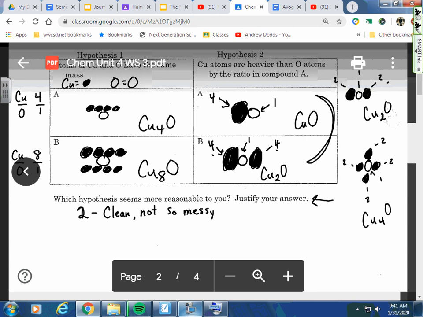You can't say both. Why? Because one hypothesis is saying that all atoms have the same mass, regardless of the element. So atoms of hydrogen have the same mass as atoms of oxygen, or in this case, atoms of copper have the same mass as oxygen. Hypothesis 2 is saying, no, that's not right. They have different masses. So they're competing hypotheses. So you can't say that you agree with both.